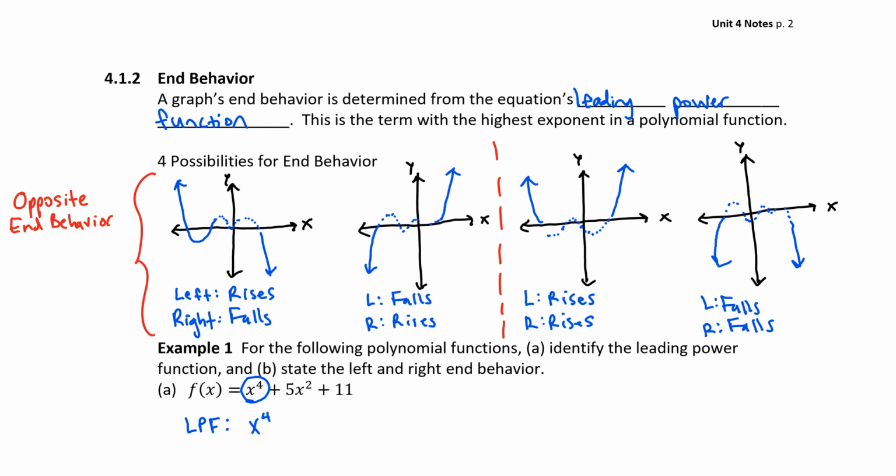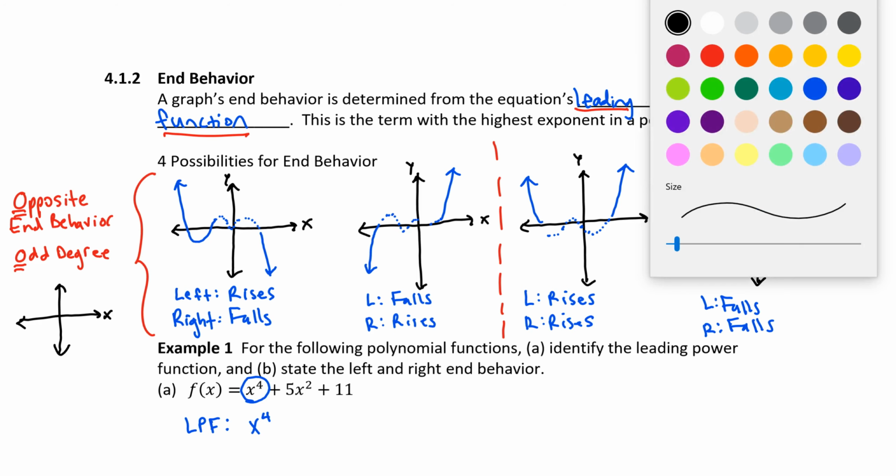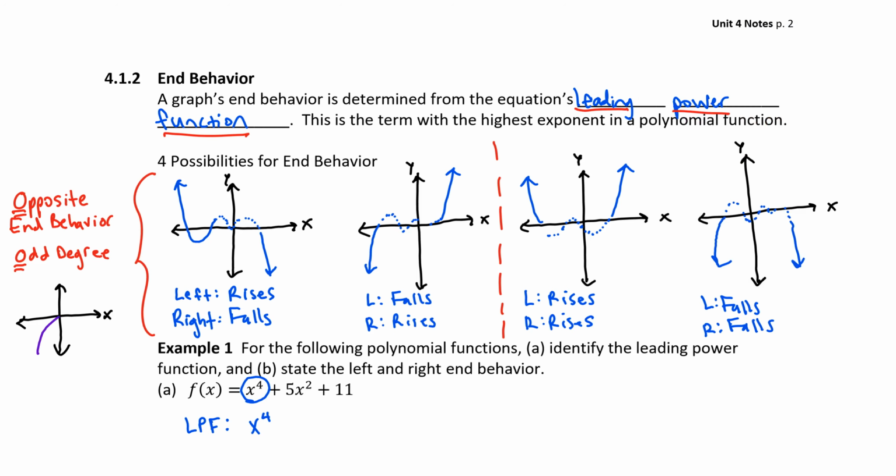This will occur when our leading power function is of odd degree. Notice the O in opposite goes with the O in odd. So if our leading power function has an odd exponent, then we're going to obtain opposite end behavior. In that case, we can compare it to our most basic odd degree power function. If I think about the cubic function, y equals x cubed, which squiggles its way through the middle, the left side is going to fall and the right side is going to rise.